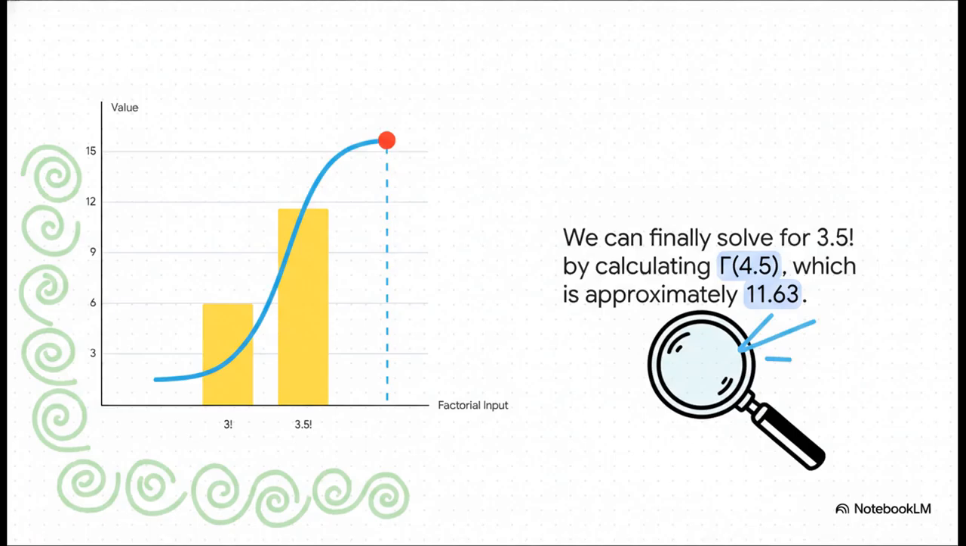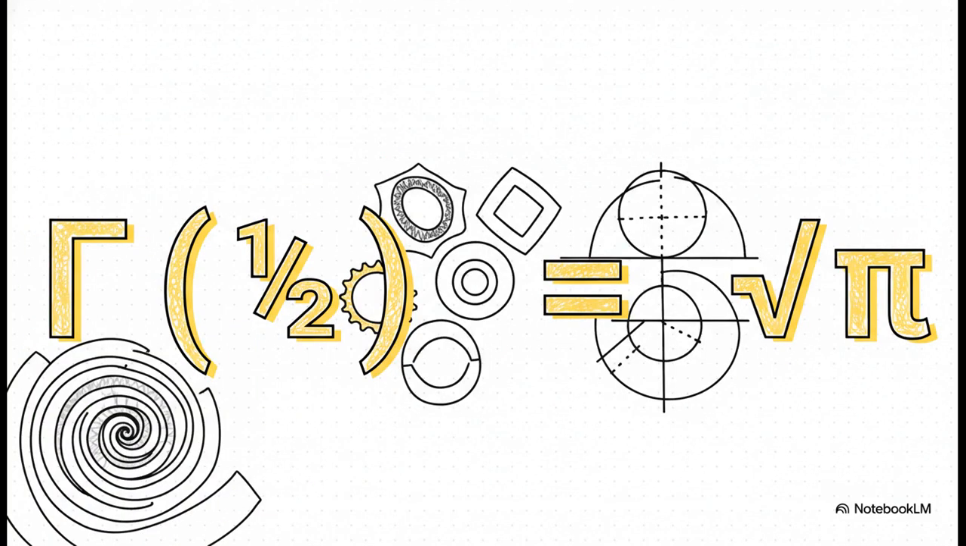So, with all that, we can finally go back and solve our original puzzle. Now that we have our continuous function, we just need to plug in 3.5. Remember, the formula is gamma of n plus 1 gives you n factorial. So if we want 3.5 factorial, we need to calculate gamma of, you guessed it, 4.5. And the answer is approximately 11.63. Boom, there it is. We found the exact point on our beautiful smooth curve, right between 3 factorial and 4 factorial. And the function just keeps on giving.